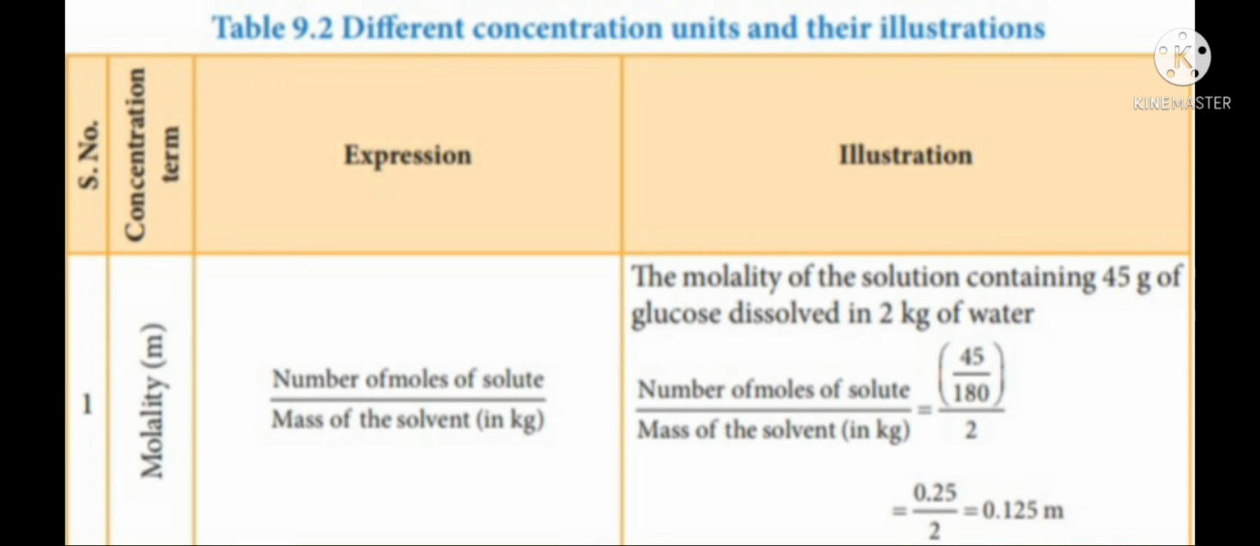We will get 45 divided by 180 whole divided by 2. Here 45 is the mass of glucose, 180 is the molecular mass of glucose, where 2 is the mass of water. Therefore, 0.25 by 2, which is equal to 0.125 m, where m is molality.